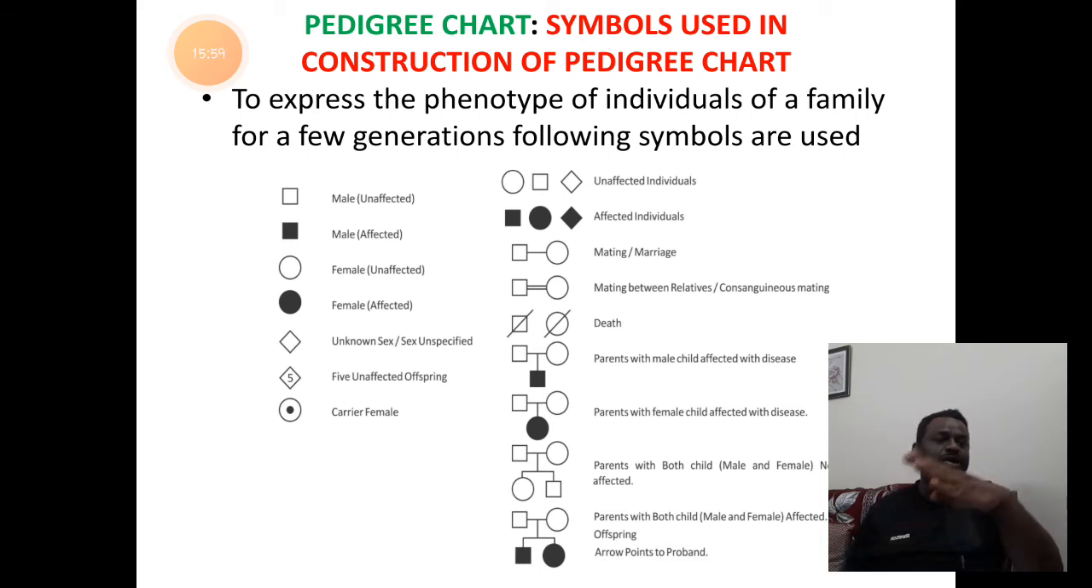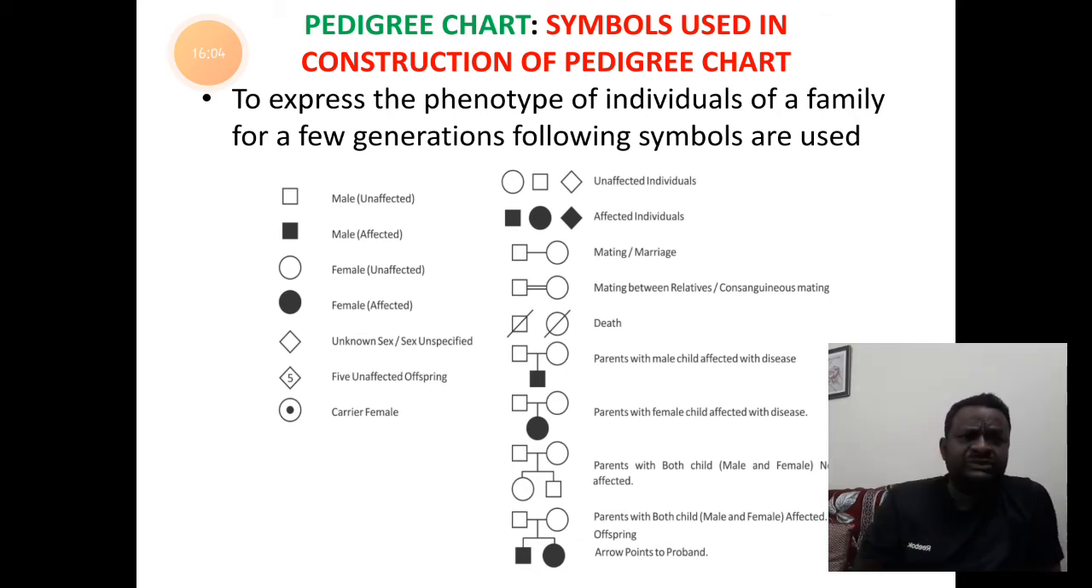Then we shall move on to the right side column. We have symbols at the top: a circle indicating female, a rectangle or a square box indicating a male, and a rhomboidal structure indicating sex unknown. All the three individuals are unaffected because they are not shaded. If all the three are shaded, as we see in the second row, we call them affected individuals.